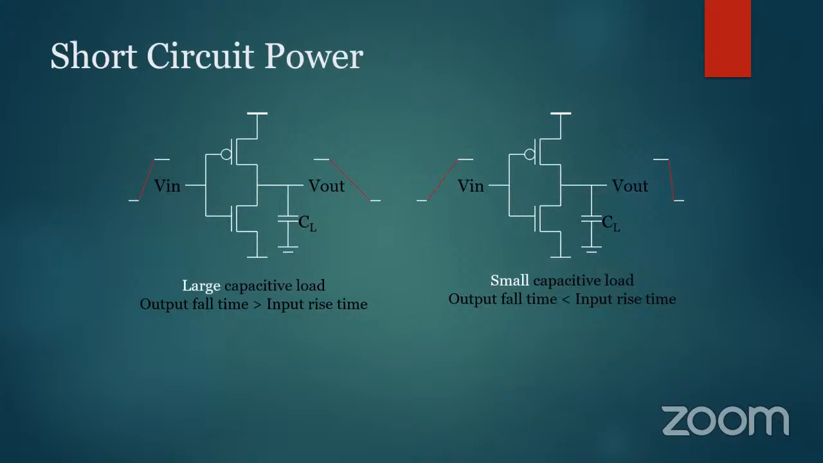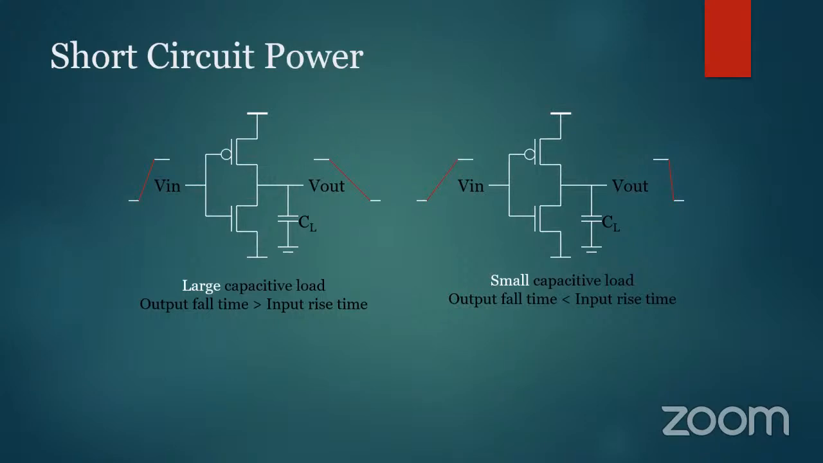Now the short circuit power, this we have seen, is shown in two different cases. When a large capacitive load is there, the output fall time will be greater than the input rise time. And for a small capacitive load, the output fall time is less than the input rise time. For studying this, we need to study the complete power delay characteristics, transition diagrams and waveforms, which we will discuss in the coming sessions.